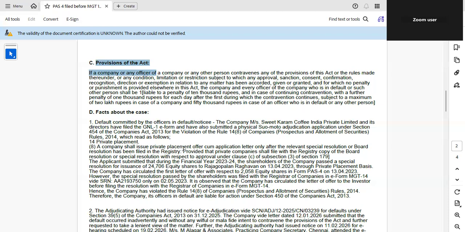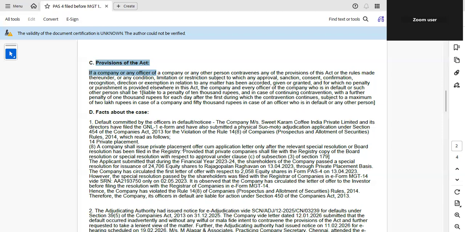Here are the facts of the case. During financial year 23-24, the company planned to issue shares through private placement. Shareholders passed a special resolution on 13th April 2023 for the purpose of issuing 24,706 equity shares to the investors, one investor actually. PAS 4 was issued on the same day, 13th April 2023. The company circulated private placement offer letter PAS 4 for 2,500 equity shares to the investor, because it was in tranches. This means the company offered shares immediately after the resolution on the same day.